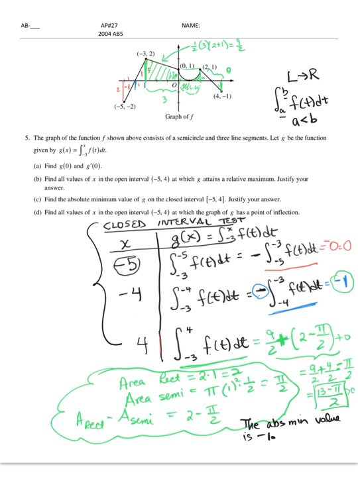This would be accepted as a justification, showing the reader that you have to substitute the endpoints and the critical values into the original function. And then the last problem asks us about finding all values of x in the open interval -5, 4, at which the graph of g has a point of inflection. So let's look at it on the next page.